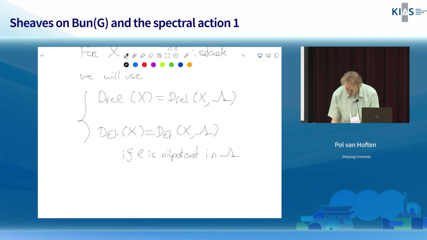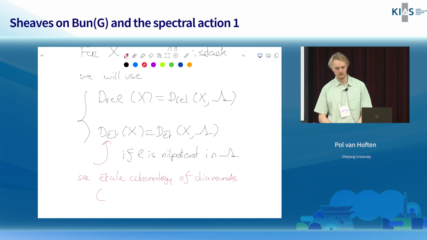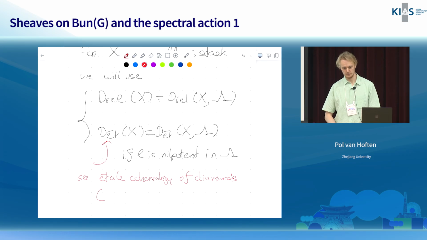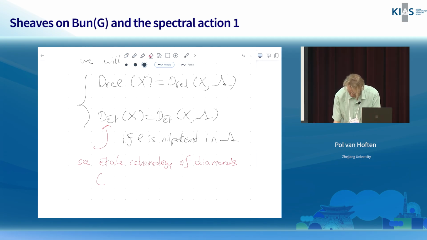Okay, so this D_etale is not so scary. This is an almost ten-year-old theory at this point. This is etale cohomology of diamonds. And there's also this paper by Lucas Mann, a six-functor formalism for nuclear sheaves, where the six functors are written down in a slightly better way. So D_rel, also see Lucas's.